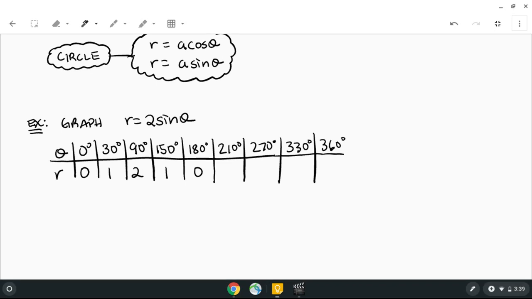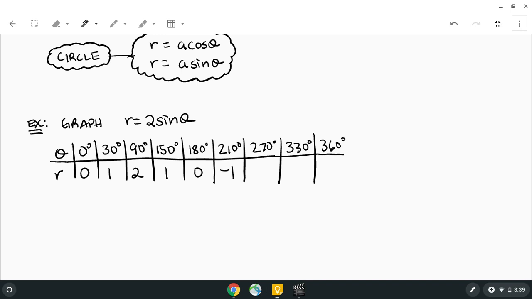At 210 degrees, now sine is negative. 210 degrees is quadrant 3, so negative 1/2 times 2 is negative 1. At 270 degrees, negative 1 times 2 is negative 2. And 330 degrees is in quadrant 4, so sine is negative 1/2, times 2 is negative 1. And at 360, we're back to 0 again. These values are very easy to come up with, and then it starts to repeat again.